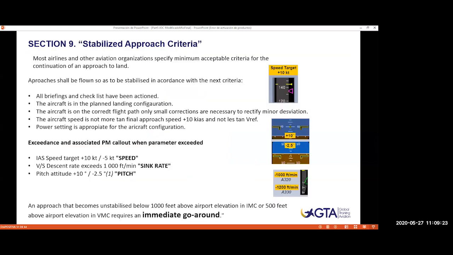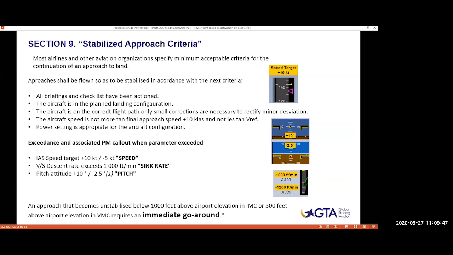But one thing is early stabilize, and that stabilized approach criteria is completely different. This is something that is different, and this is the reason that I bring it here, to try to tell you what the differences are.